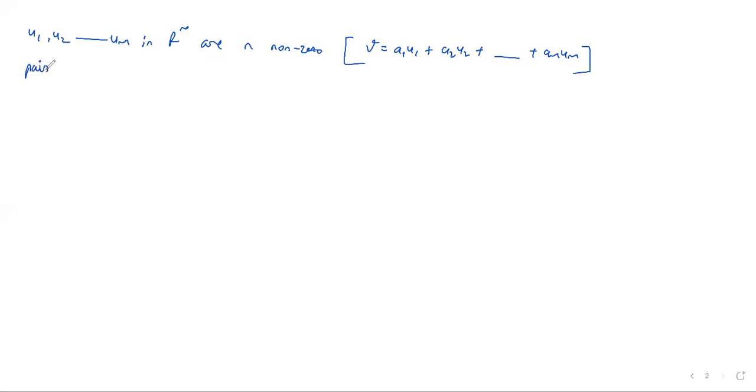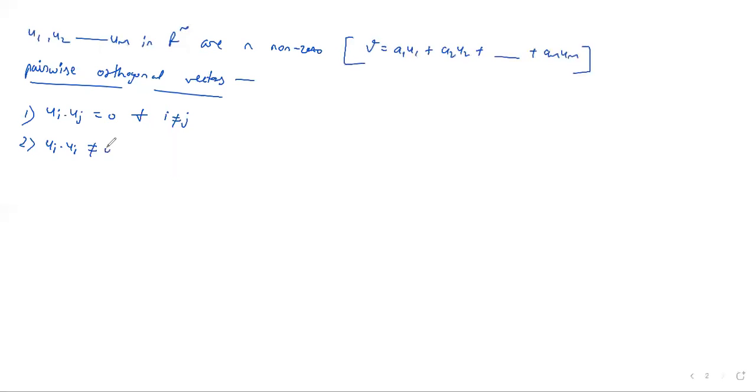pairwise orthogonal vectors. So what is the meaning of pairwise orthogonal vectors? That means that ui dot uj equals 0 for all i not equal to j, and ui dot ui is not equal to 0 for each i. Okay, this is the condition for vectors to be pairwise orthogonal.